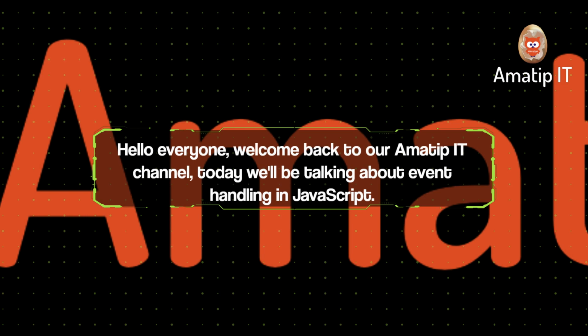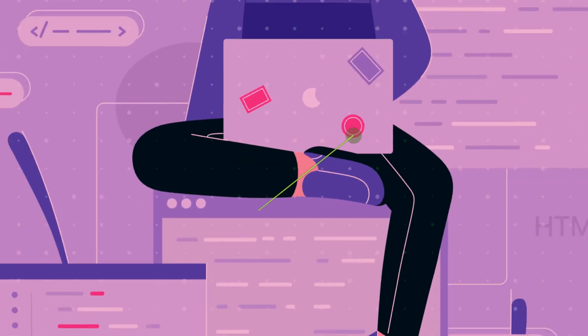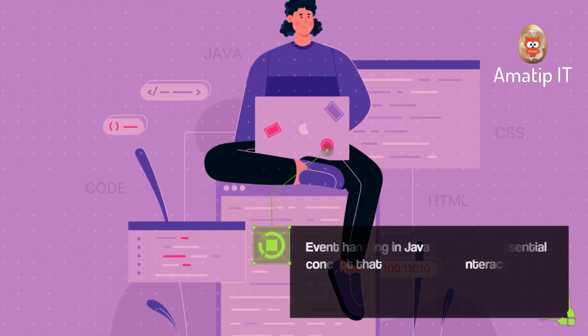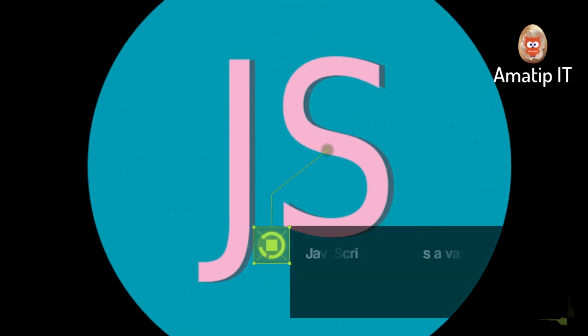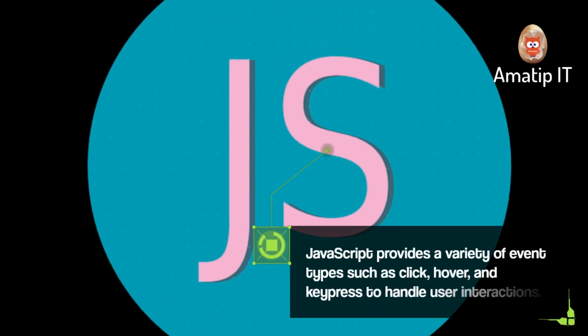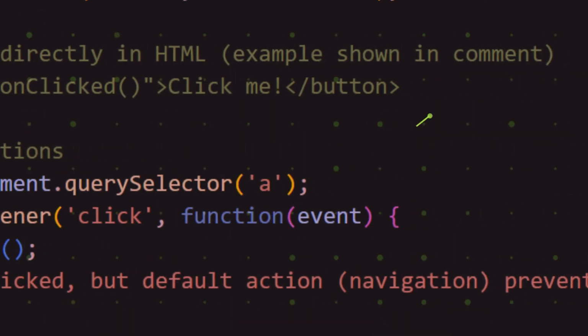Today we'll be talking about event handling in JavaScript. Event handling in JavaScript is an essential concept that allows you to interact with the user and respond to different actions they take on a web page. JavaScript provides a variety of event types such as click, hover, and keypress to handle user interactions.